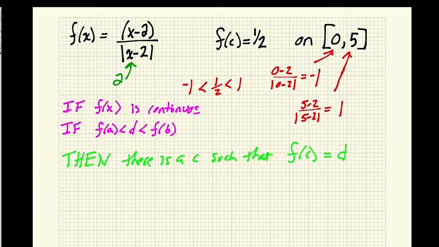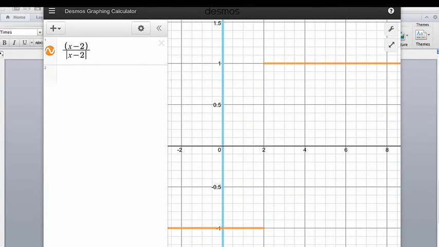Both of the ifs need to be true. You need to have the function being continuous, and you need to have the value of the function be between your two endpoints of your interval. Right? And then just quickly, let's take a look at what this function looks like. So this is the function that we were playing with, and you can see that it's a step function. So this function is never, ever going to be 1/2. And the step is right there at 2, where the function blows up.